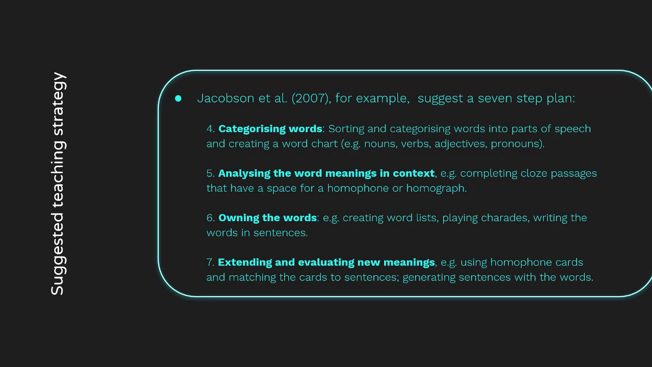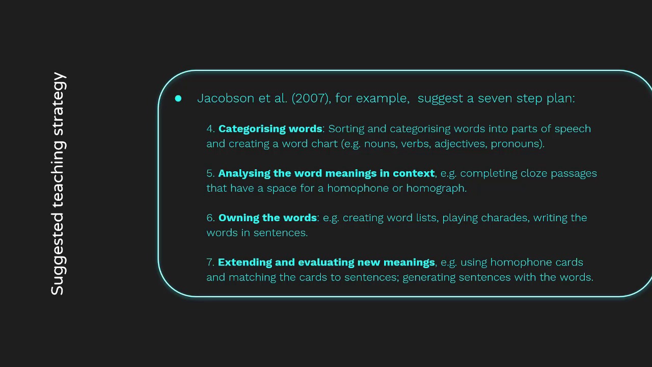And again, I'm looking at nouns and verbs and adjectives and pronouns and conjunctions and all the different parts of language where we can have homonyms and we can have homophones. And then 5th, analysing the word meanings in context. So this is often done with giving kids a passage with missing words in it and having them fill in the right word that goes in the space.